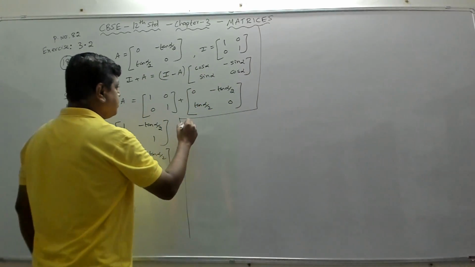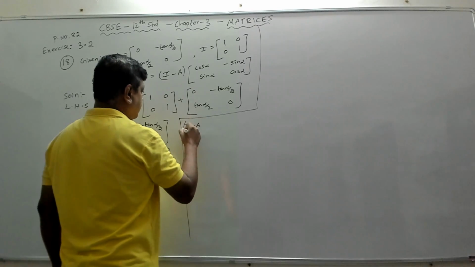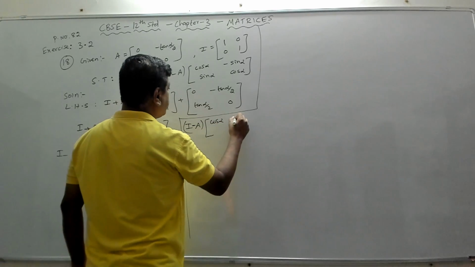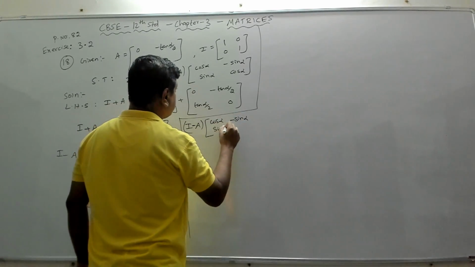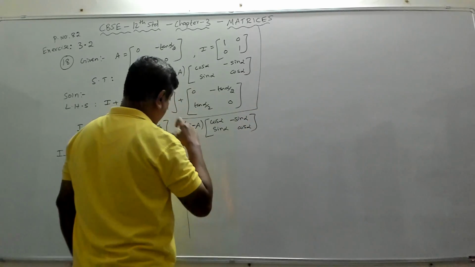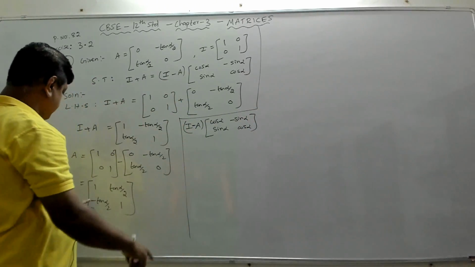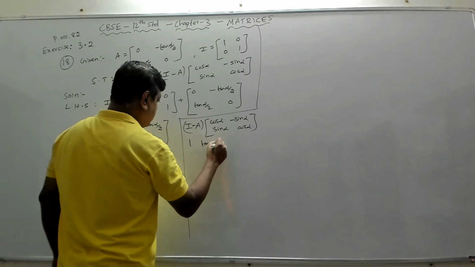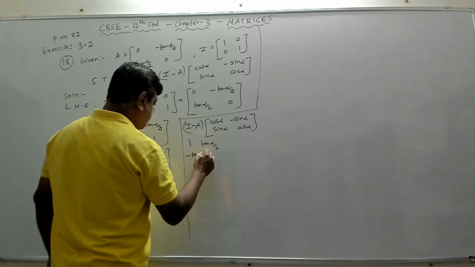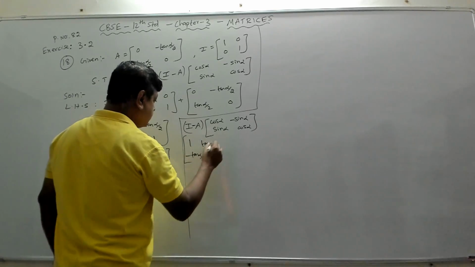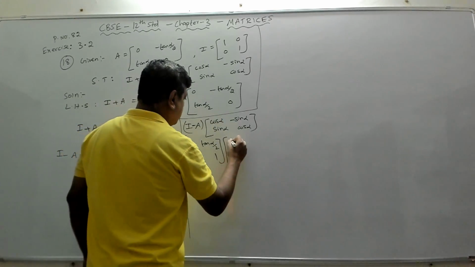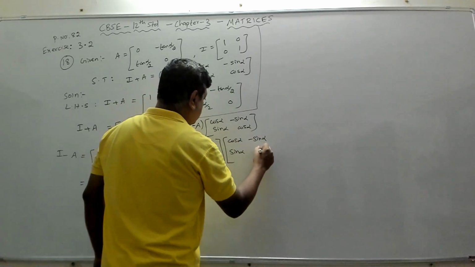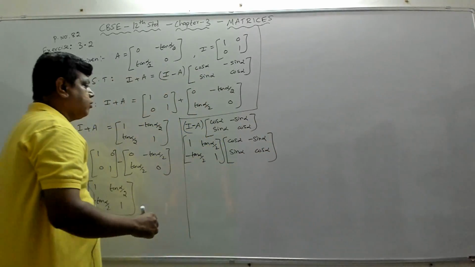Now what is I minus A? I minus A into cos alpha, minus sin alpha, sin alpha, cos alpha. I minus A is this one: 1, tan alpha by 2, minus tan alpha by 2, 1. This into this matrix cos alpha, minus sin alpha, sin alpha, cos alpha. And we are going to multiply them.